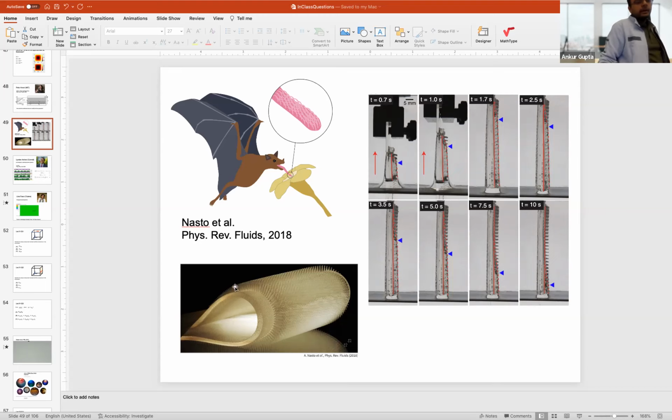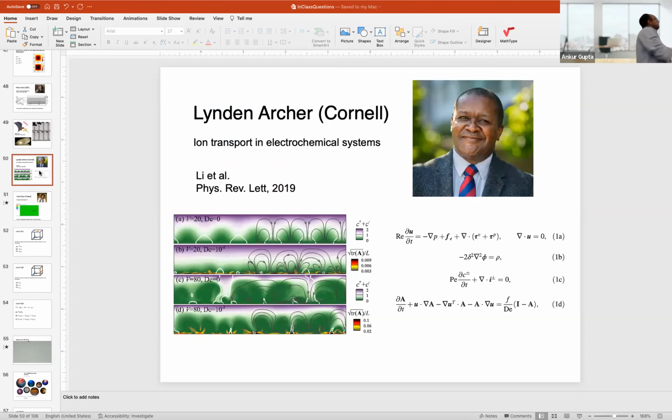Okay? Another interesting example, which is more application-driven science rather than curiosity-driven, is electrochemical systems. Personally, my group is also interested in this area. So this is Professor Vinaj from Cornell.